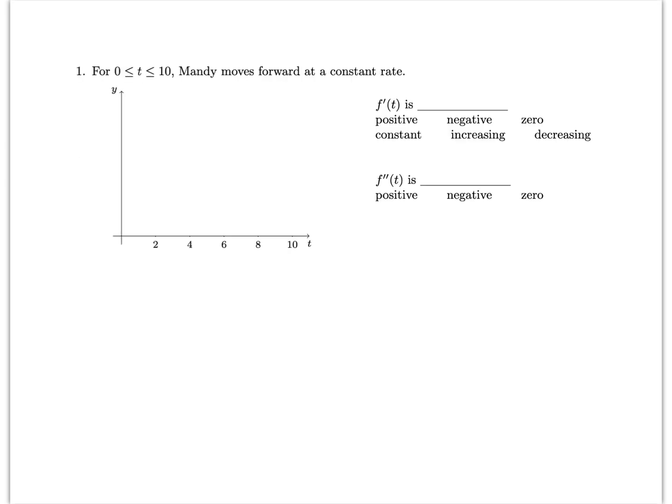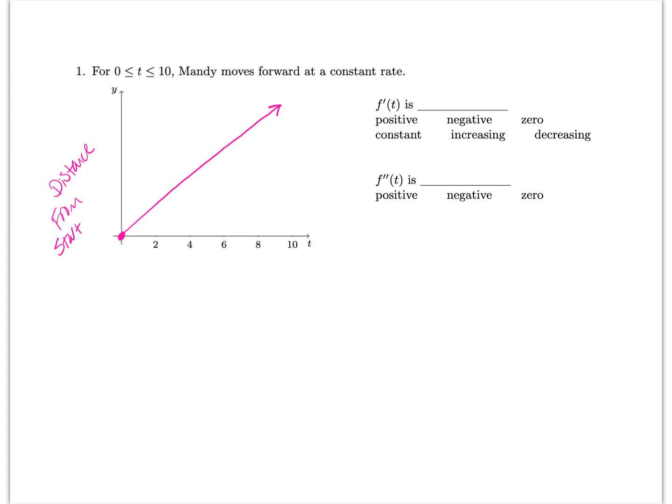Okay, from t going from 0 to 10, Mandy moves forward at a constant rate. So we have time in seconds, and then we're going to have distance from starting point on the y-axis. And if she's moving at a constant rate, we're going to say she starts at some starting point at time t equals 0, and she's just going to move at a constant rate. So her distance is going to just be increasing.